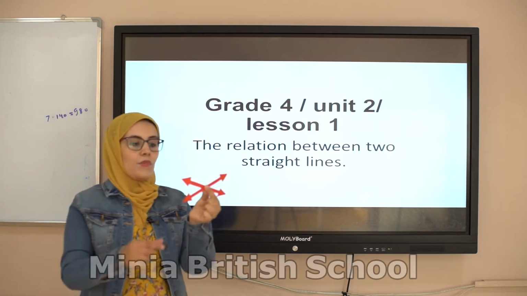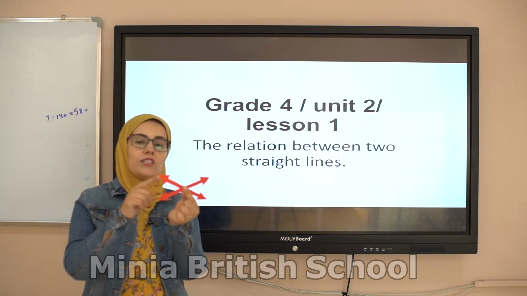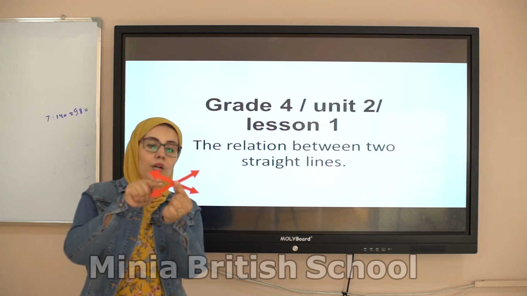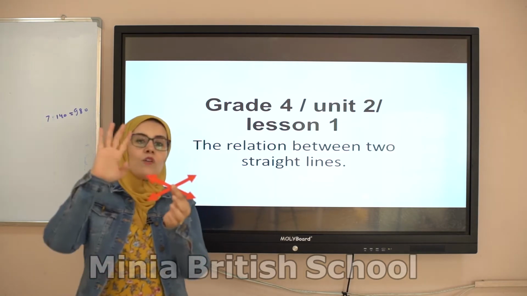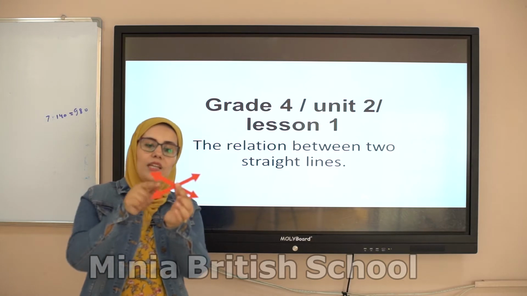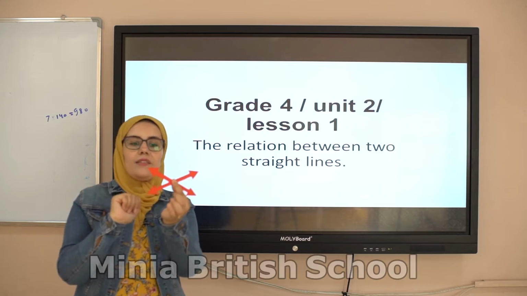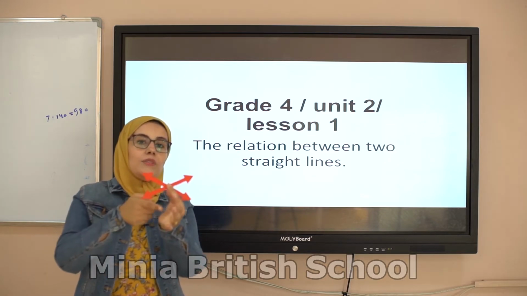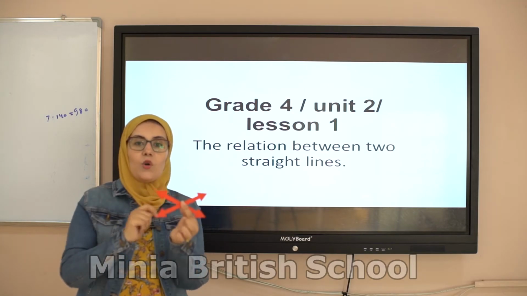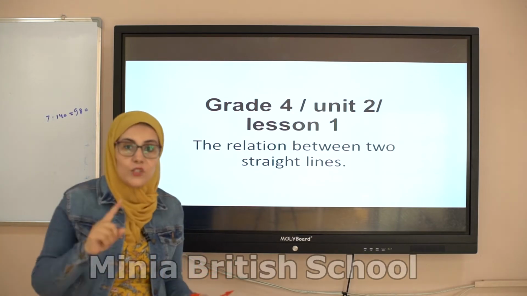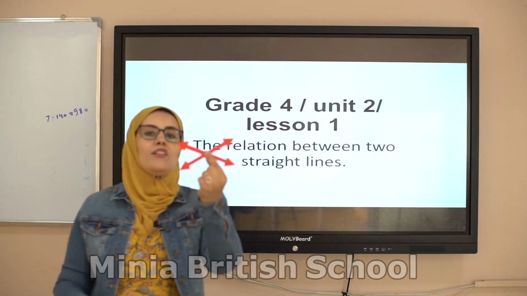In this case, these 2 straight lines make 4 angles: 2 acute angles and 2 obtuse angles. The 2 small angles here are called acute angles. What about up and down? Obtuse angles. So we have 2 acute angles and 2 obtuse angles. And this is the first case. It looks like letter X.